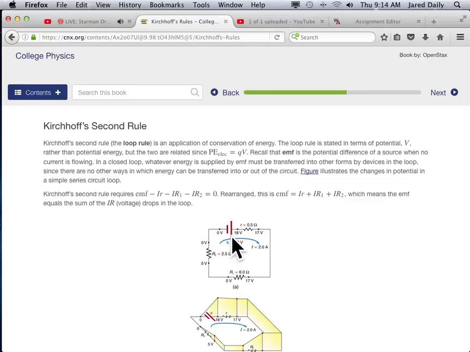That means that part of the potential change is going to be a positive value. And you have to make sure that you know that. If you're going from positive to negative, it will be a negative value. And what will that value be equal to? It will be equal to the voltage of the battery.